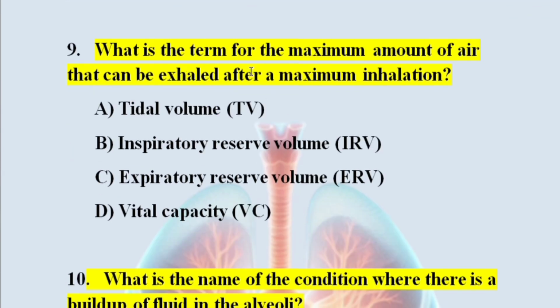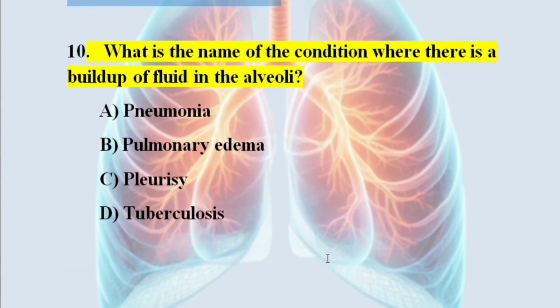What is the term for the maximum amount of air that can be exhaled after a maximum inhalation? Alpha, tidal volume, beta, inspiratory reserve volume, Charlie, expiratory reserve volume, delta, vital capacity. So the right option is delta, vital capacity.